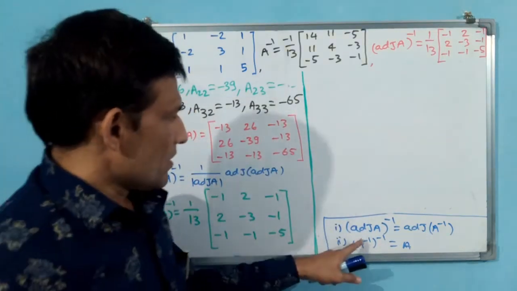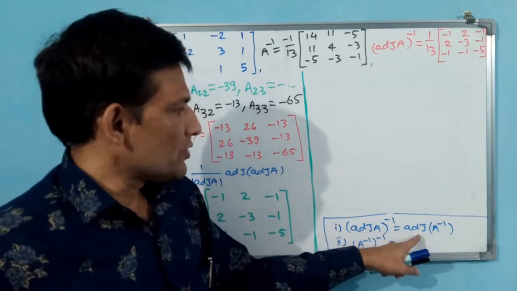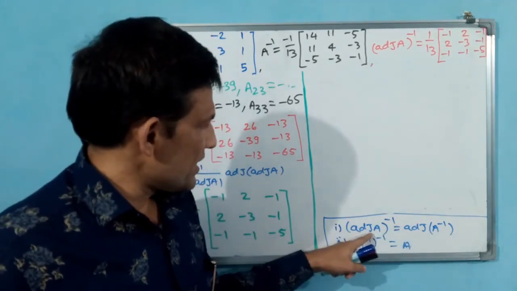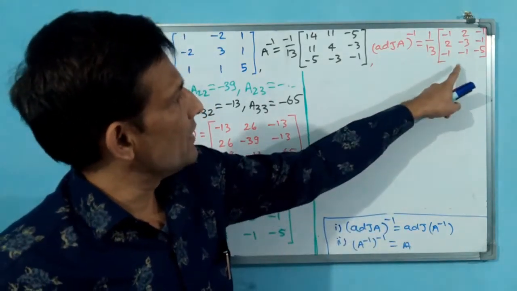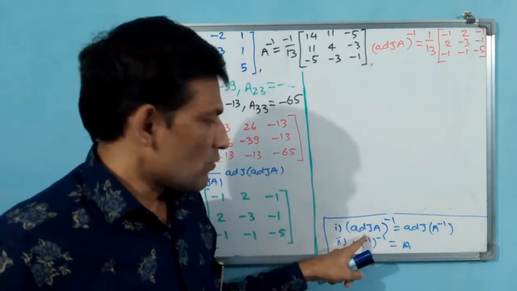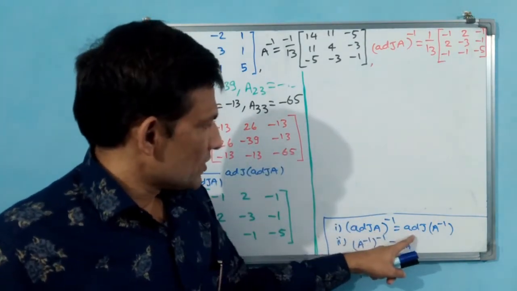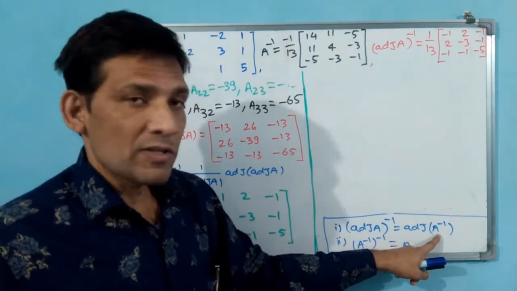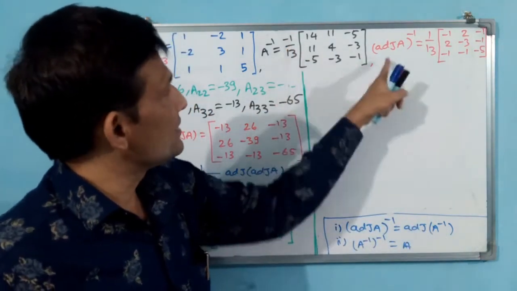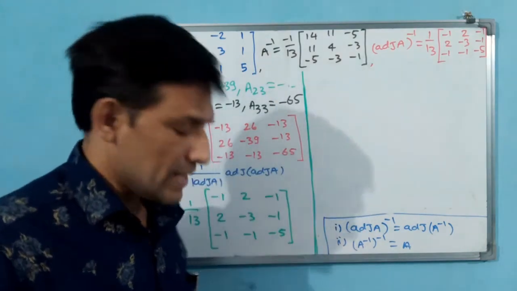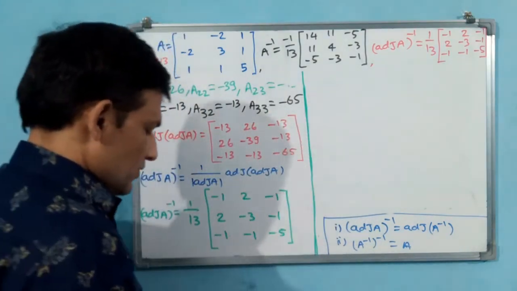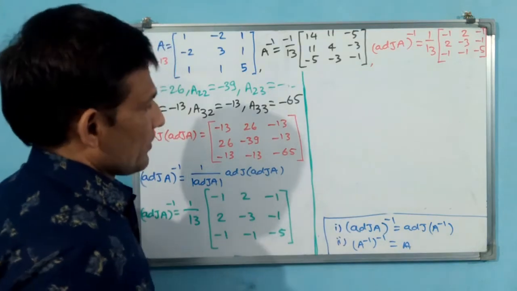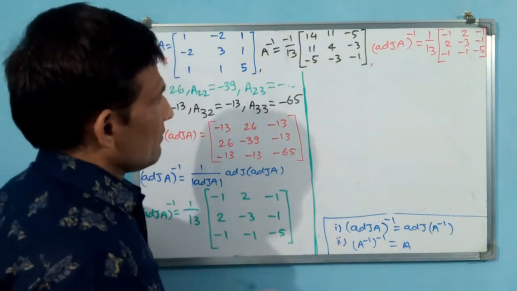Okay, you see, adjoint A whole inverse is equal to adjoint of A inverse. We have to show adjoint A whole inverse, already we have received. Okay, this one. Now what we have to do? Adjoint of A inverse we have to find. See, adjoint of A inverse means A inverse, this minus 1 by 13, inside you have to keep first. You have to send inside. Once again I am writing A inverse. You see how I am writing.